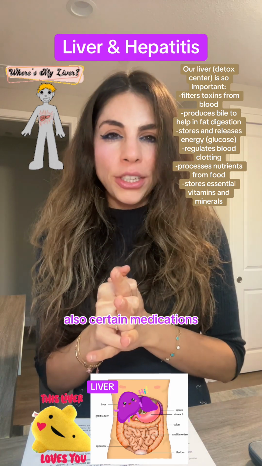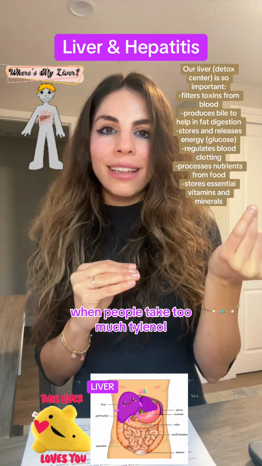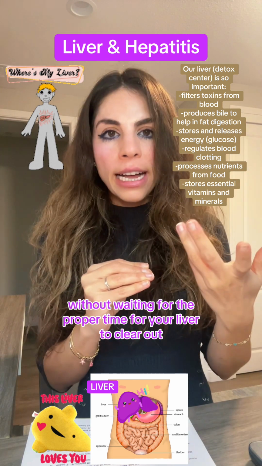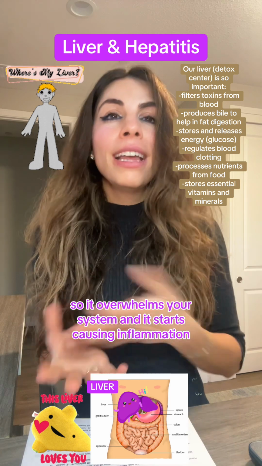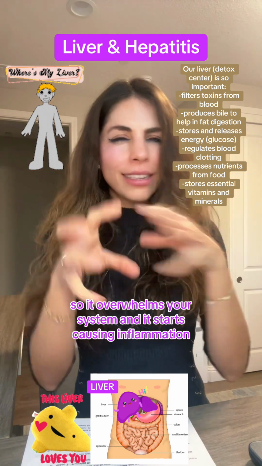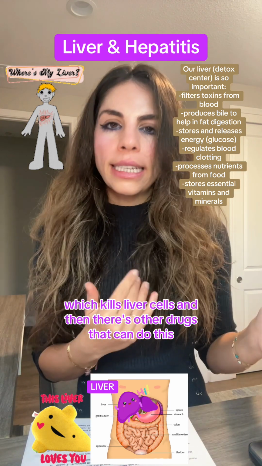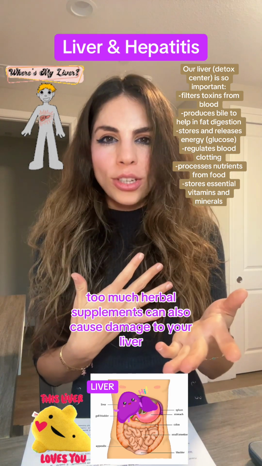Also, certain medications like Tylenol, like acetaminophen: when people take too much Tylenol without waiting for the proper time for your liver to clear it out, your liver can't handle too much, so it overwhelms your system and starts causing inflammation, which kills liver cells. And then there are other drugs that can do this. Too many herbal supplements can also cause damage to your liver.